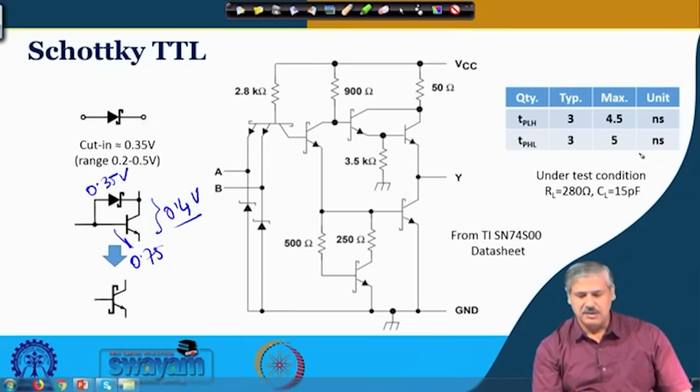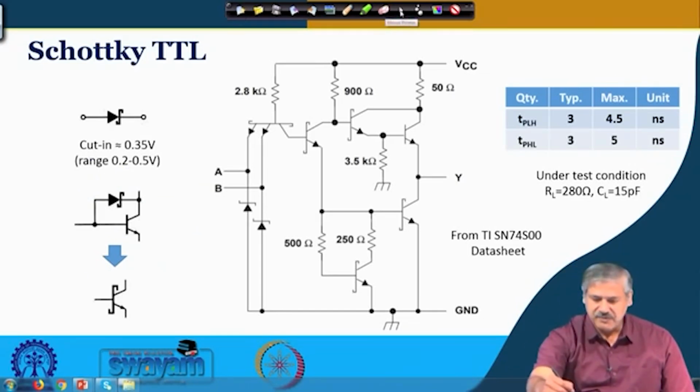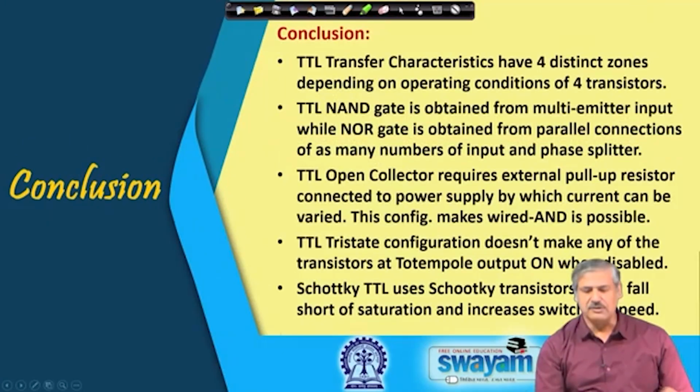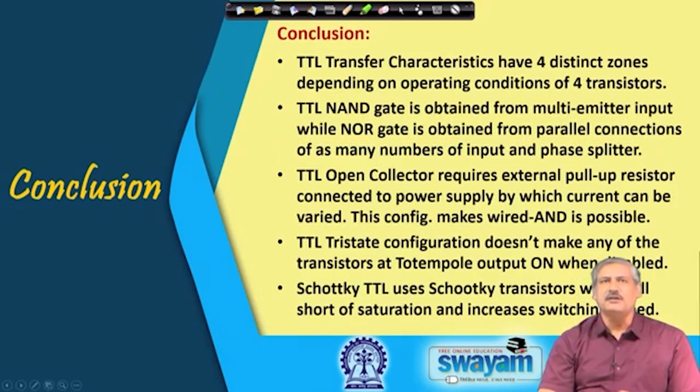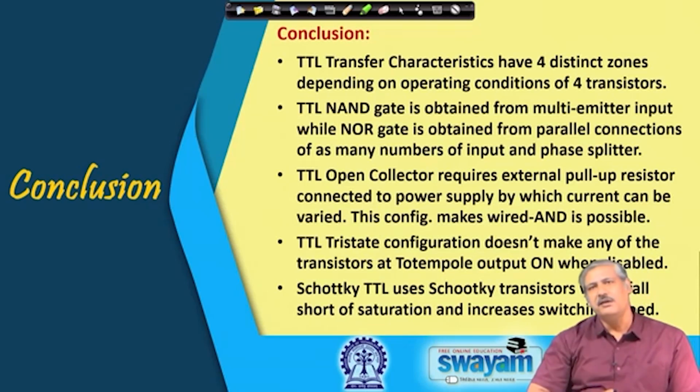So, finally, to conclude, what we have seen today: TTL transfer characteristics, its 4 distinct zones, how it works and its different operating parameters. We have seen that TTL NAND gate is obtained from multi-emitter input, while NOR gate is obtained by paralleling the input transistor and the phase splitter.